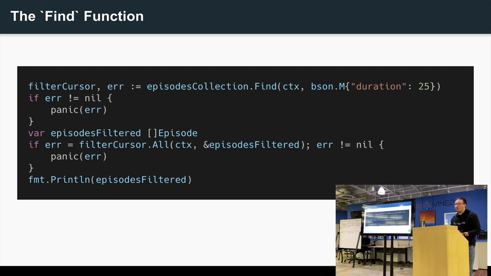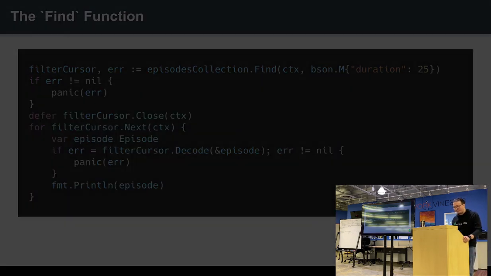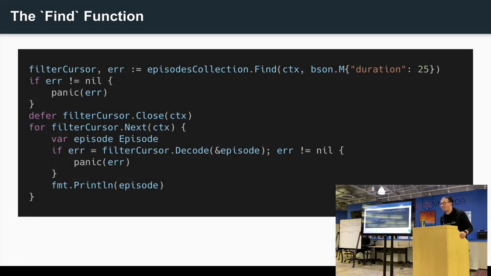I'm getting a cursor back, and I'm defining a slice of episode. So when I use this cursor.All, I'm loading all of the results into that slice. That's great if you don't have millions of documents coming back. If you do, that'll probably cause some kind of problem for too much data coming in. In that case, you probably want to iterate over the cursor instead, and that'll get the data in batches.